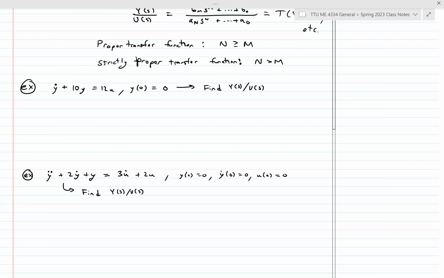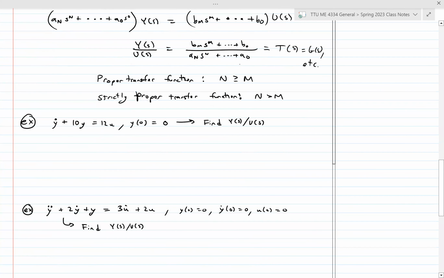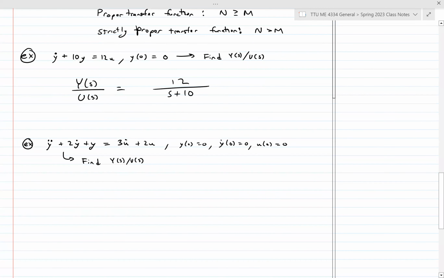All right, anyone online? Did you get the transfer function? Okay, folks in class, what did we get? 12 over s plus 10. A couple of people in the chat just got it too. Great. It's just s y of s plus 10 y of s is equal to 12 u of s. That one's pretty straightforward. How about for this one?